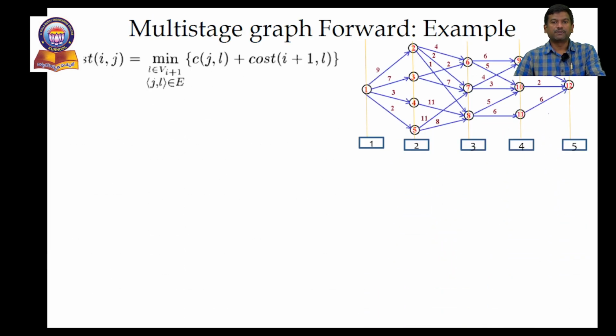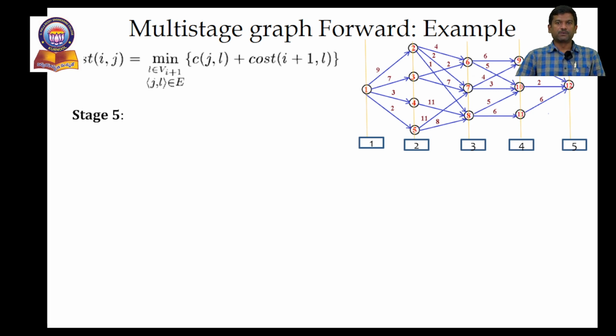Coming to solving the multi-stage graph problem using the forward approach, the formula to compute the cost is given as cost of i comma j equals min of c of j comma l plus cost of i plus 1 comma l. As I mentioned, there are two approaches involved in a multi-stage graph problem: the forward approach and the backward approach.